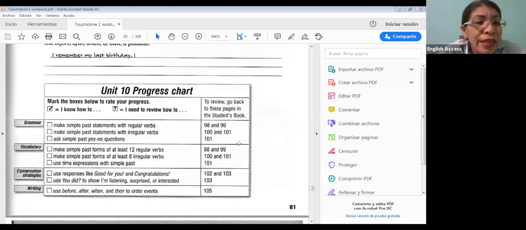Correct. Let's see. Ask simple past yes, no questions. Yes, no questions are the ones that begin with did. For example, did you watch TV last night? Did you cook dinner last night? Did you go out last Sunday? Did you read a book last month? Just like that.